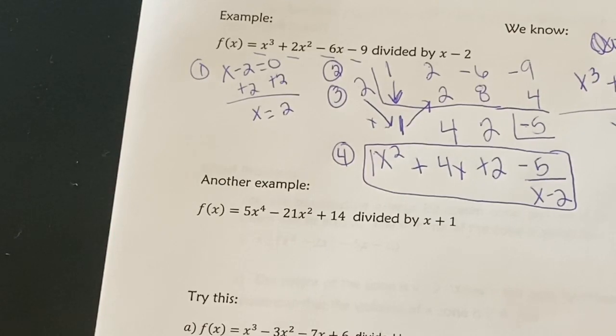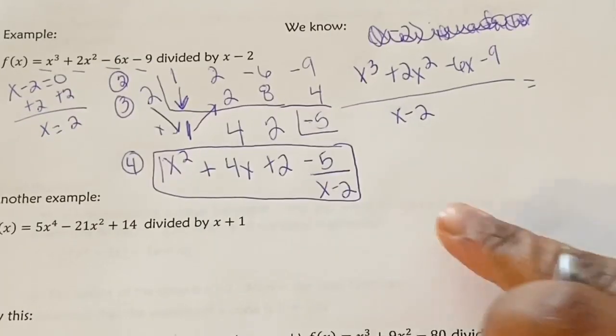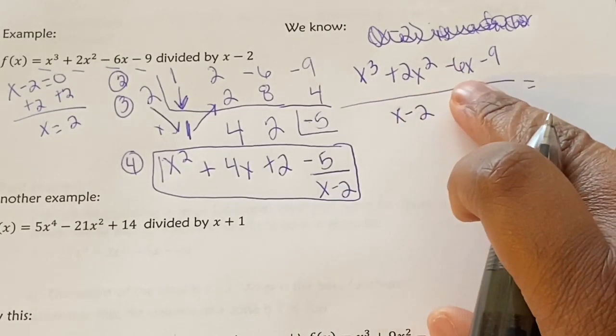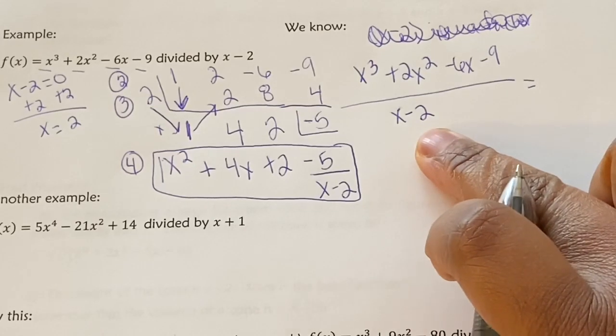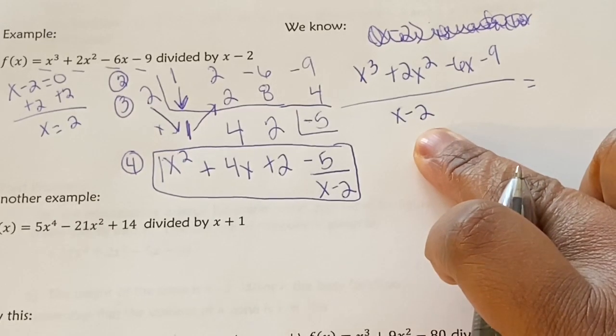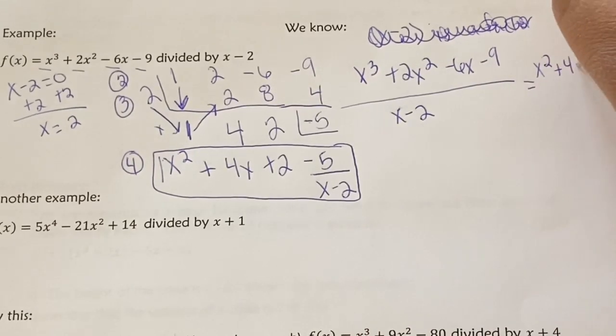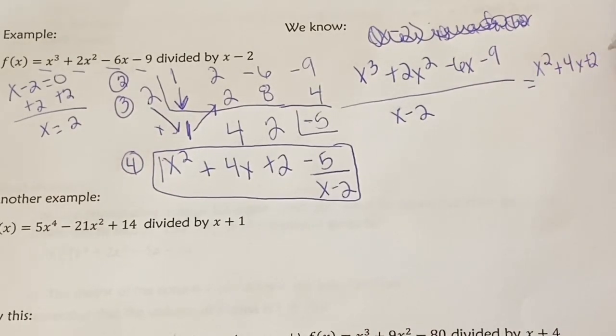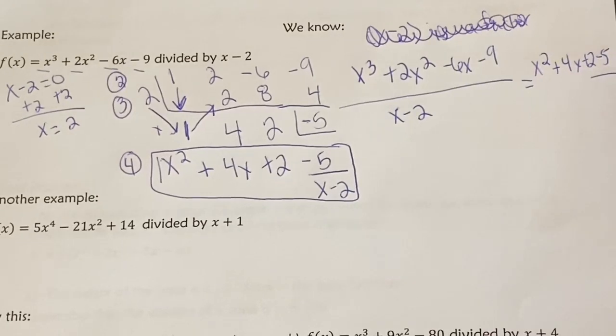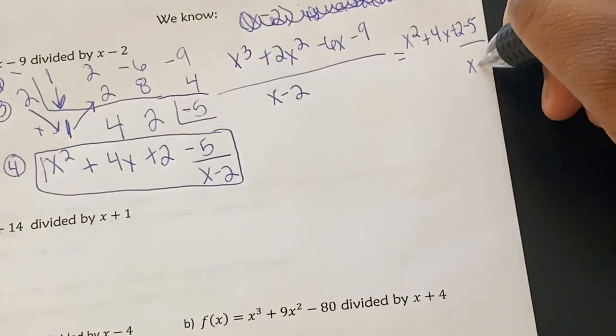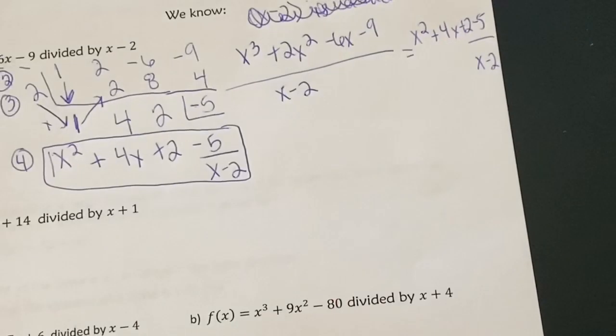So if I say divide, for example, x cubed plus 2x squared minus 6x minus 9 by x minus 2, I want you to give me the answer. So what we know now is that x cubed plus 2x squared minus 6x minus 9 divided by x minus 2 is x squared plus 4x plus 2 minus 5 divided by x minus 2. That's the answer.